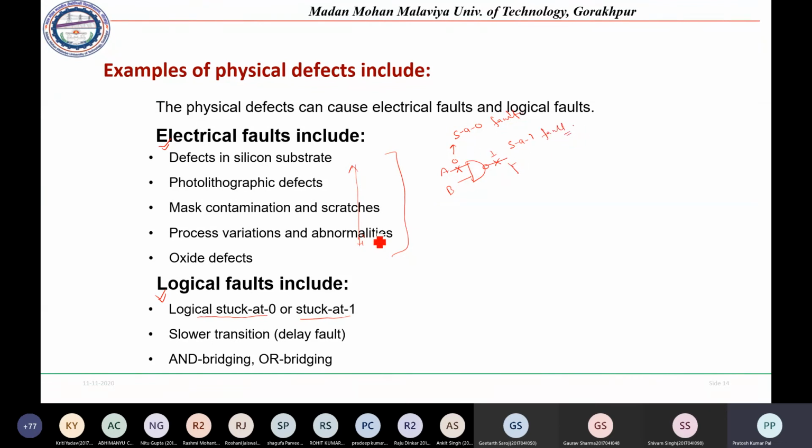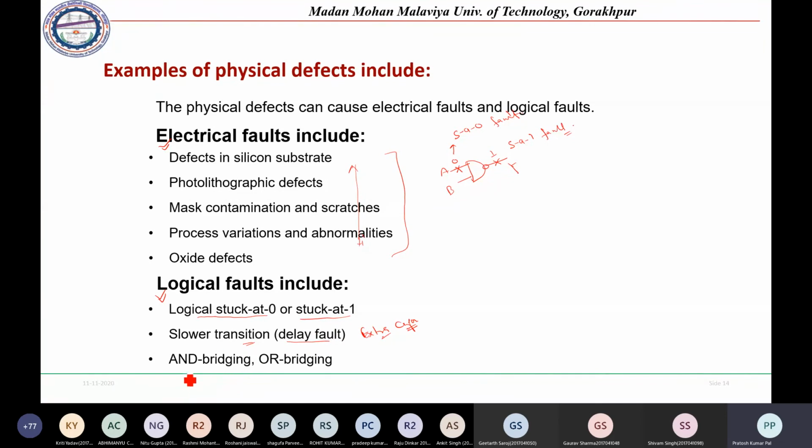Okay, so there will be stuck at 0 or stuck at 1 faults, or slower transition, or you can say a delay fault. Slower transition means the output will be changing very slowly. This slower transition may be because of extra capacitance. If there is extra capacitance, that may cause a slower transition at the particular node. That will cause the delay fault.